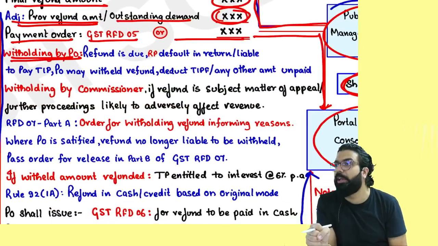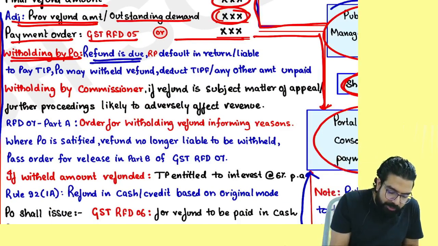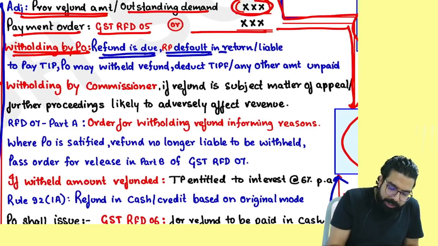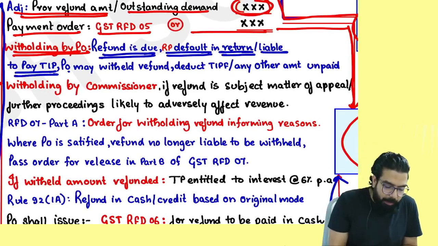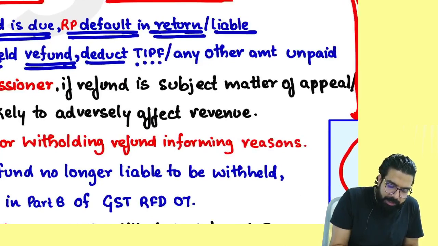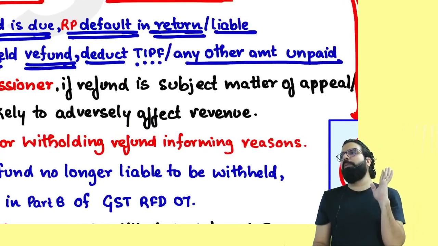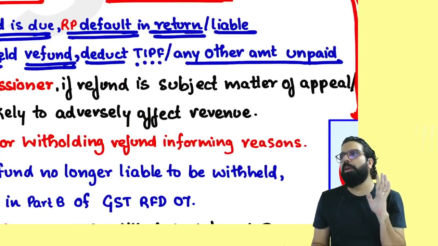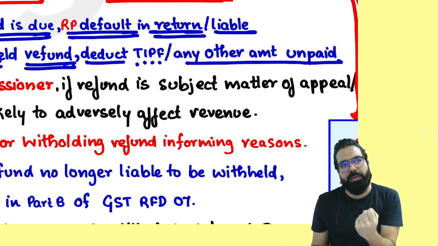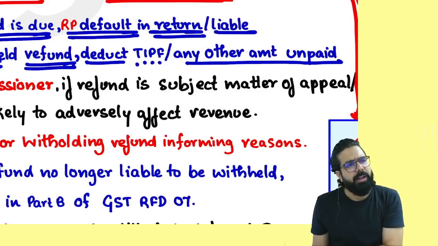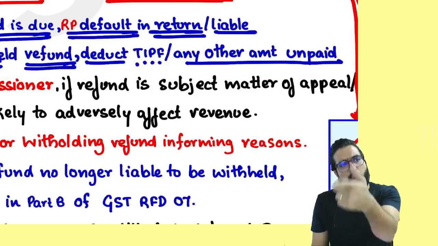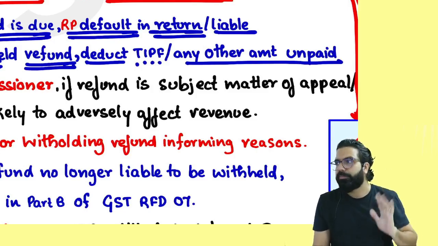Your refund they can withhold and keep. When? When the refund is due, but the registered person has defaulted in return or is liable to pay tax, interest, or penalty, then the proper officer may withhold your refund, deduct the tax, interest, penalty, late fee, or any other amount which is unpaid, and only the balance amount will be refunded to you. Can I go ahead, everyone? So can they withhold a refund? Yes. The officer can tell Ramesh, I will not give you a refund. For 3 months you have not filed your return. First file your return, only then the refund will be given.